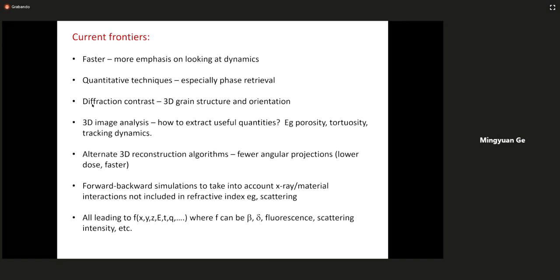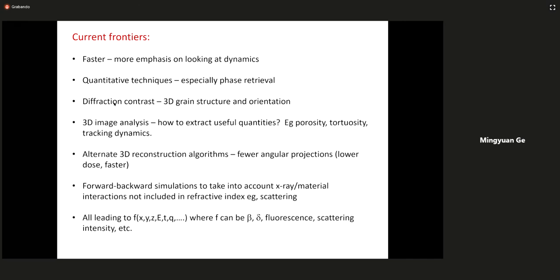Another ongoing development is diffraction contrast. Previously, we could use the TXM to look at the morphology of the grains, but we don't have an idea about the orientation of the grains. Where is the 011 direction of the plane? With the 022 or 021 point, for example. People have developed some kind of diffraction contrast imaging to track the 3D grain orientation. But this diffraction contrast 3D grain imaging is at a relatively low resolution, in micron scales. How can we further improve the resolution is another challenge.